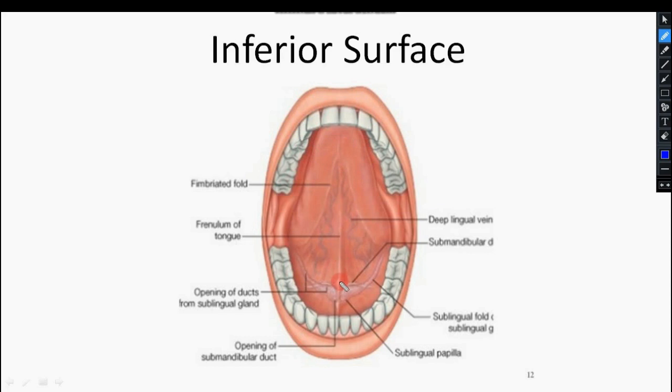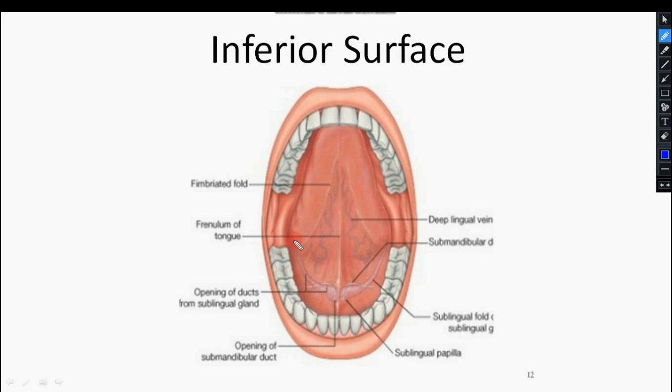On the side of this frenulum of the tongue is the sublingual papilla. You can see this is the sublingual papilla, and here we see the opening of the submandibular gland through the submandibular duct. So the submandibular gland opens here through the submandibular duct. Clear? So this is about the frenulum of the tongue.